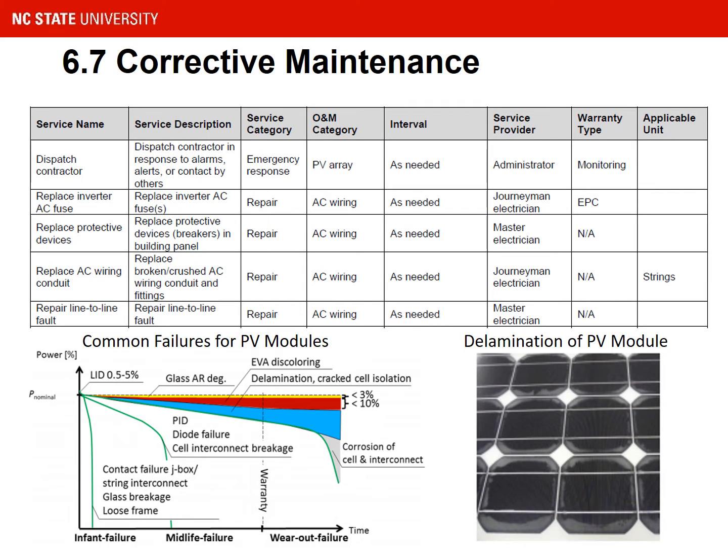Section 6.7 covers corrective maintenance. Now, as a recap, corrective maintenance is required to repair damage or replace failed components. So this is unexpected whenever you have a component failure.